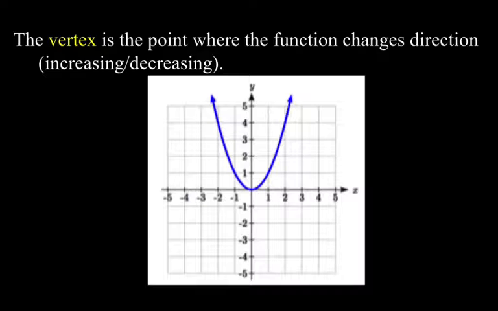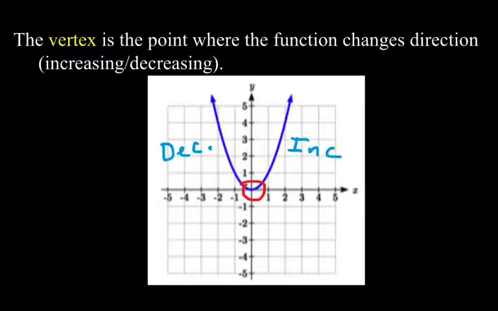The vertex of a quadratic function, or of a parabola, that's the shape that we're making, is the point where the function changes direction. In other words, it changes from increasing to decreasing. So our vertex is going to be, in our parent function, right down here at the point 0, 0. And we can see on the left-hand side, this function is decreasing, and on the right-hand side, it is increasing.